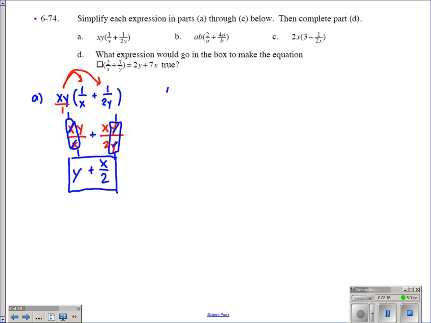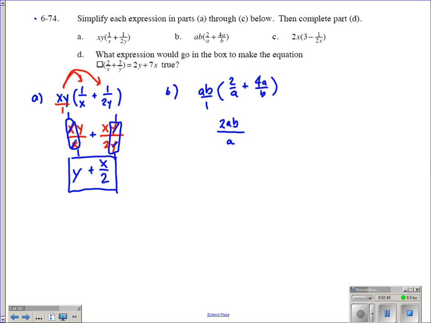Let's look at B. We have the product ab times the quantity of 2 over a plus 4a over b. Again, treat this like it's a fraction. We have ab times 2 is going to give us 2ab over 1 times a gives us a.